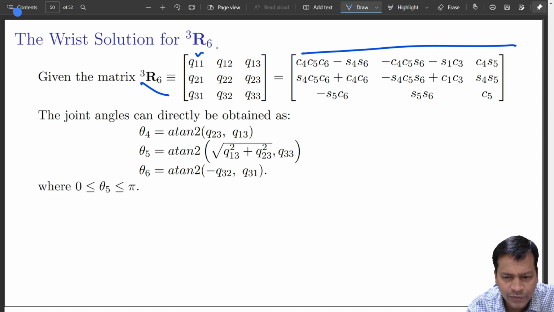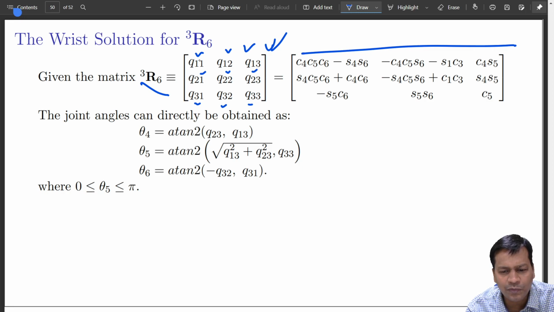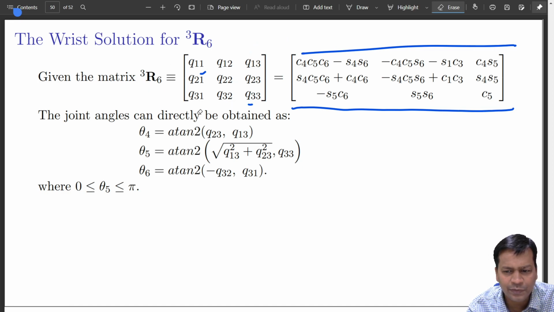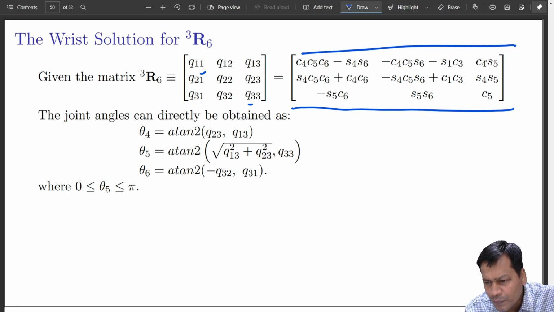If each of these elements are known, the magnitude of that is known, that means this matrix is known, the values are known: 11, 12, 13, 21, 22, 23, 31, 32, 33, all the values are known. If the values are known, both the matrices are the same. If both the matrices are the same, just see it carefully. Can we obtain all the angles? We have done it earlier also. Just check one by one.